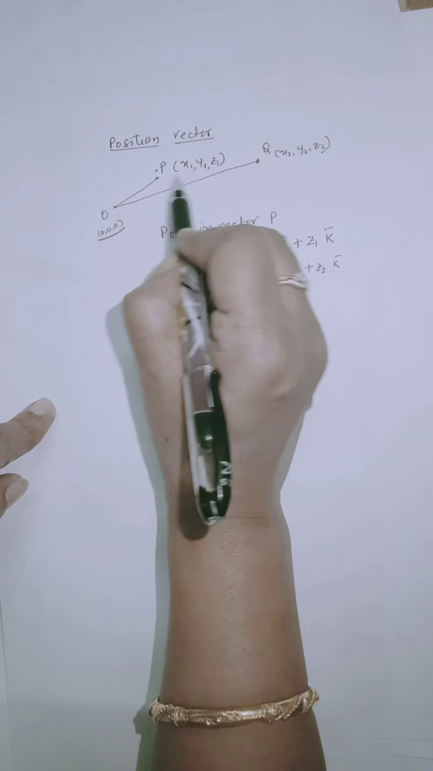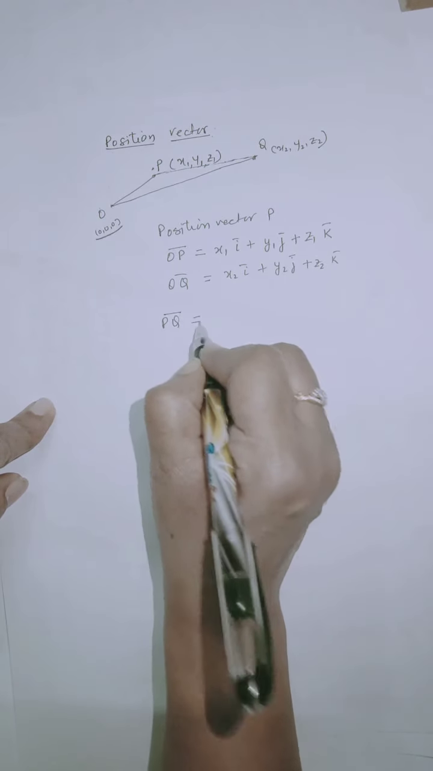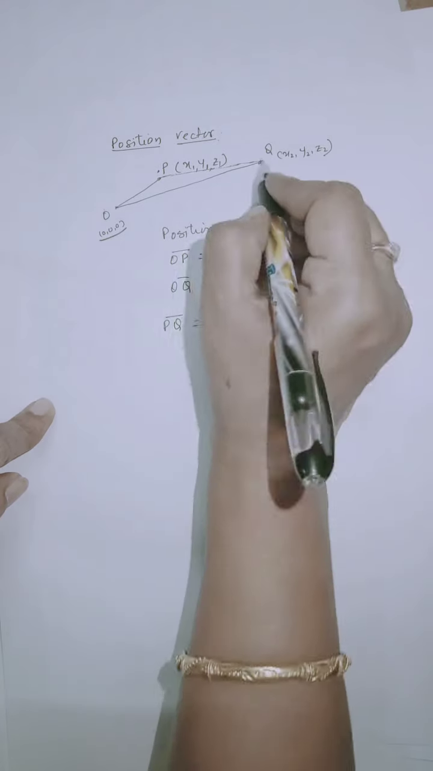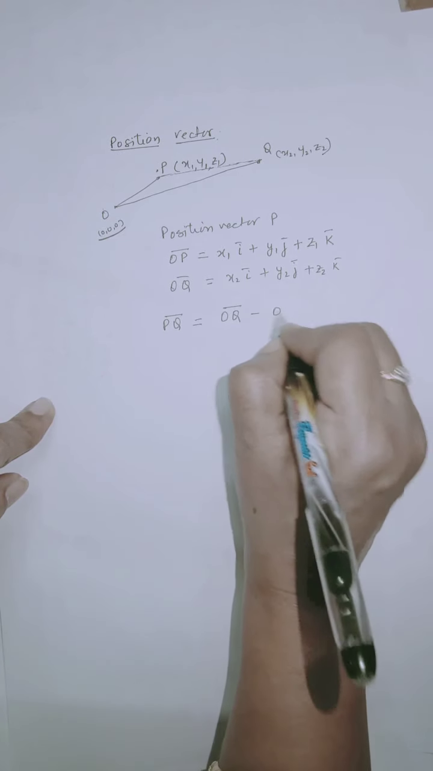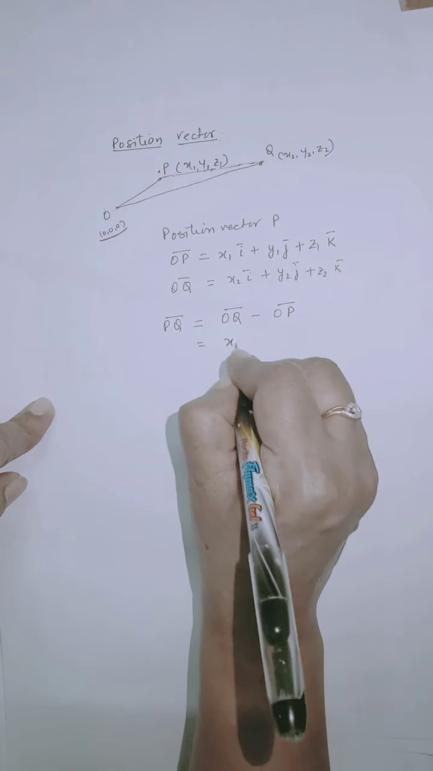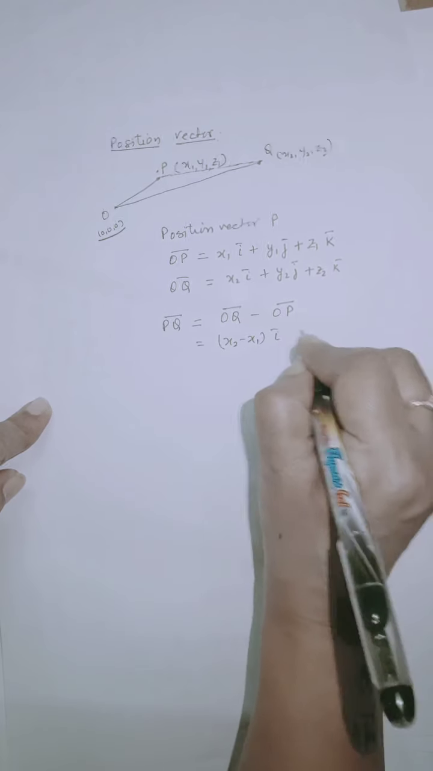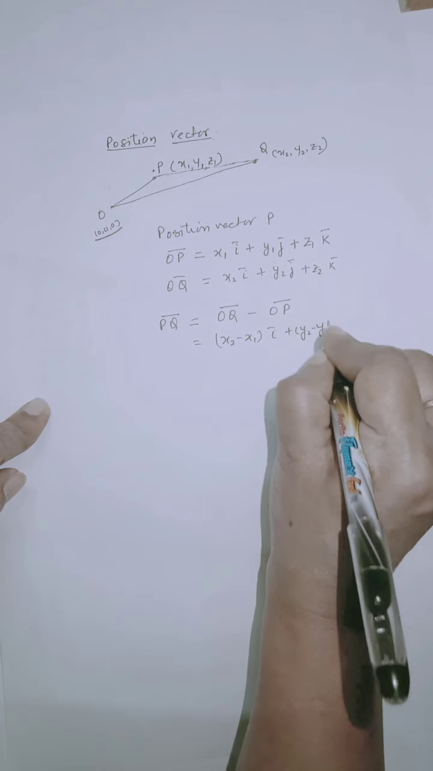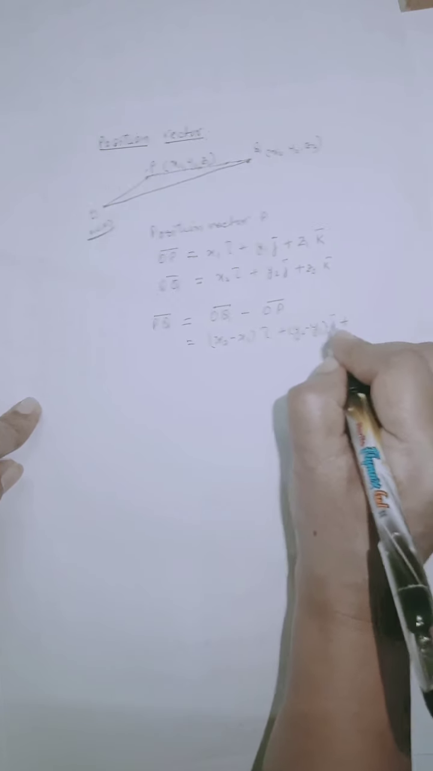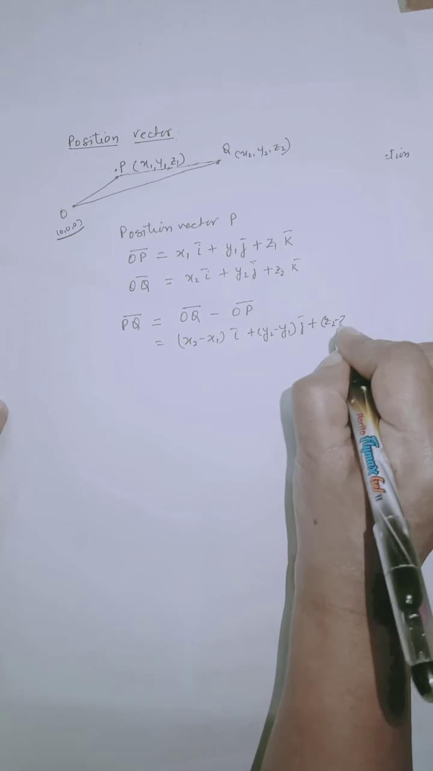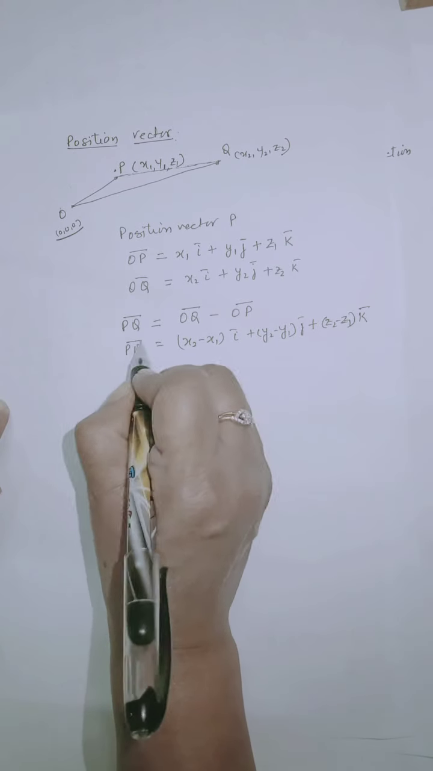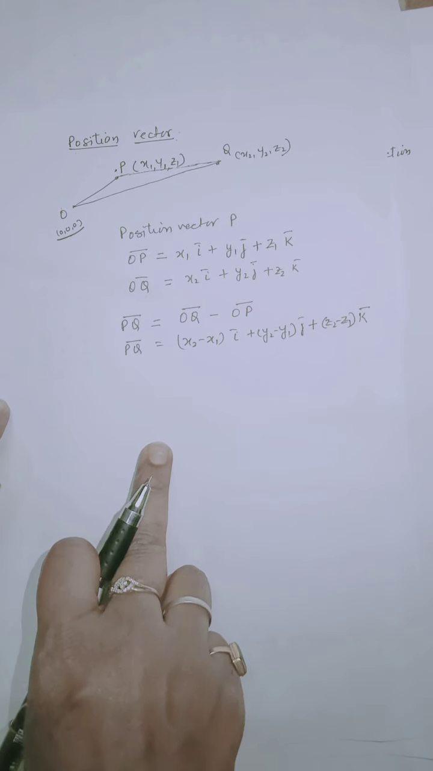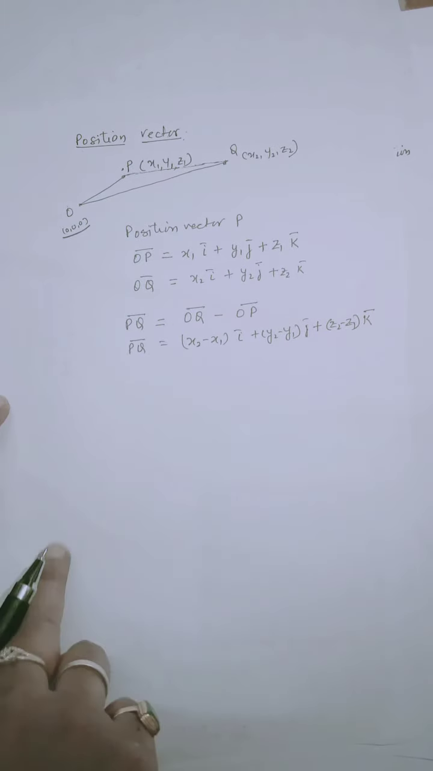Now if you have to find the line PQ, then PQ will be found with position vector of Q minus position vector of P, that is OQ minus OP, which is nothing but x2 minus x1 i plus y2 minus y1 j plus z2 minus z1 k. So remember this thing, we are going to use this in the next problem, right? So this is the concept of position vector, right?